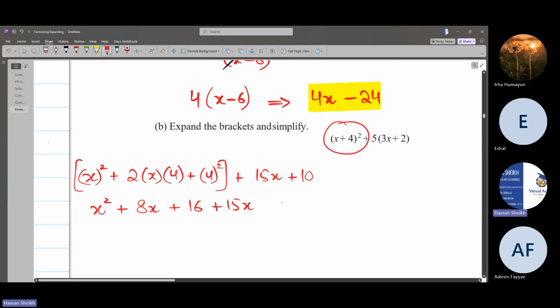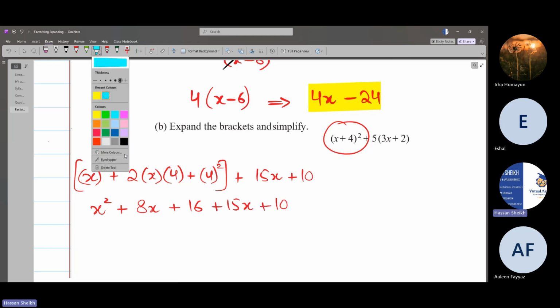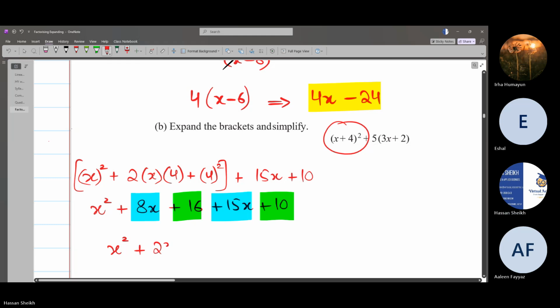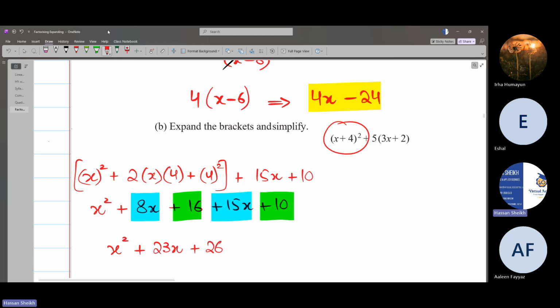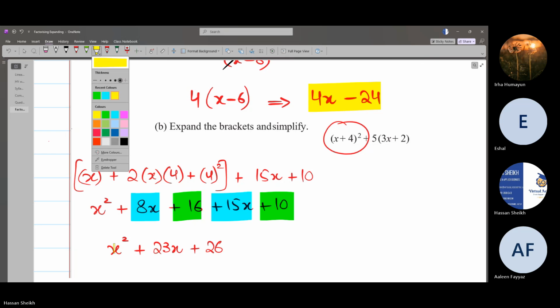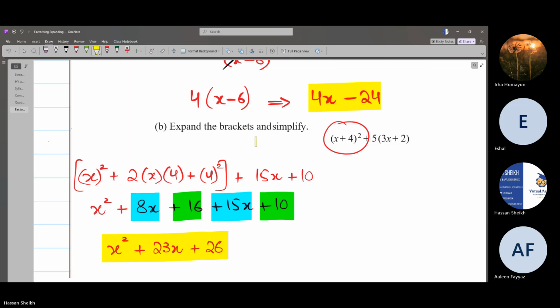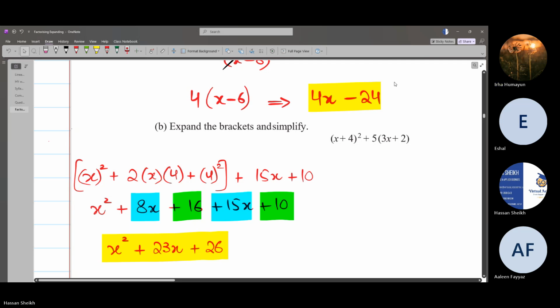Do we have like terms here? Yes, we do have this one like term with this one, and then we have constant like terms there. So like terms: x square plus 8x plus 15x is plus 23x, and plus 16 plus 10 is plus 26. Now, students?